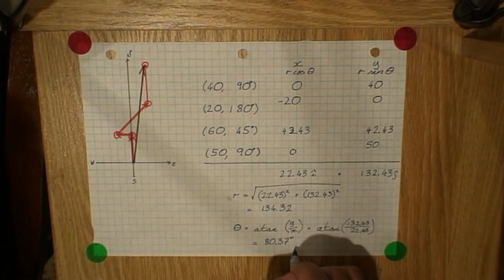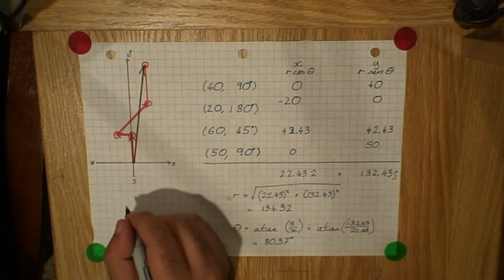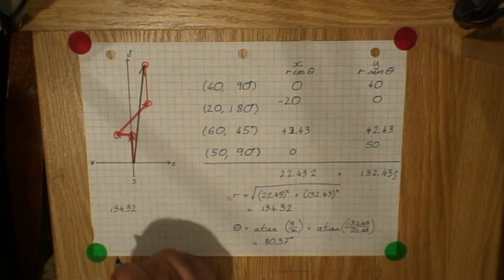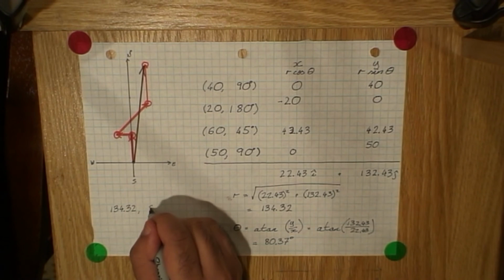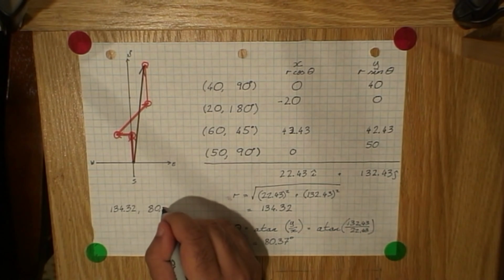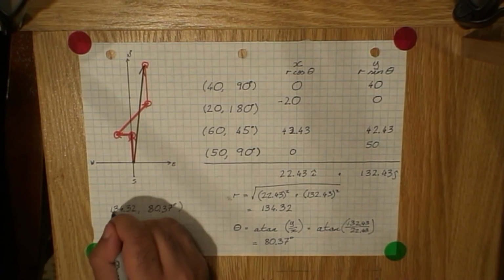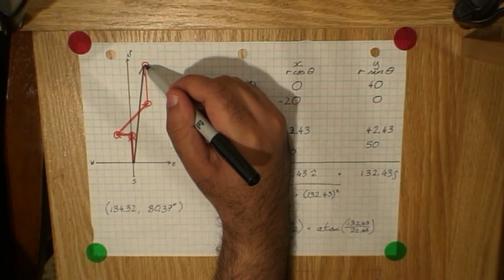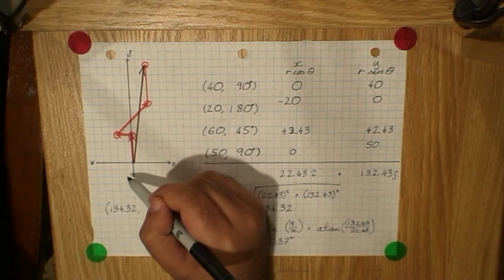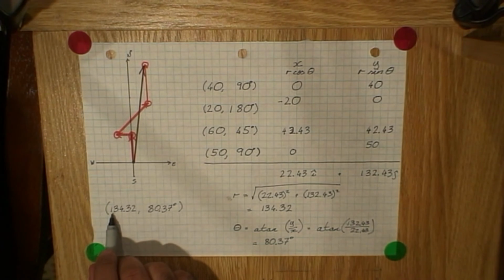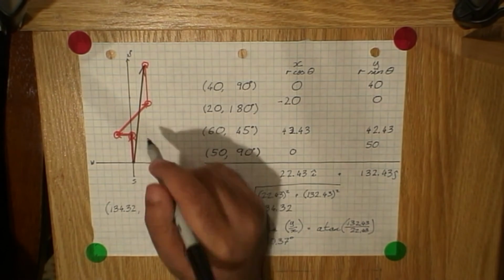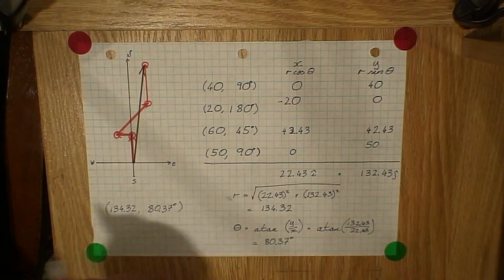So this is the position of the mailman. The mailman is 134.32 kilometers from where he started from at a compass bearing of 80.37 degrees. And if he were to come home as the crow flies from this point, he could do so by traveling 134.32 kilometers, but in the opposite direction, which would be 80.37 plus 180 degrees.